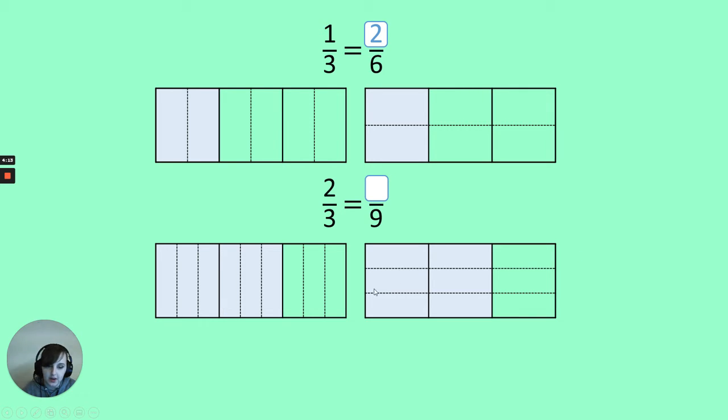I could have split it going this way. I've still split each part into 3. It's just 3 going down rather than 3 going side by side to give me 9 altogether. So 1, 2, 3, 4, 5, 6, 7, 8, 9. And you can see it's still 6 ninths.